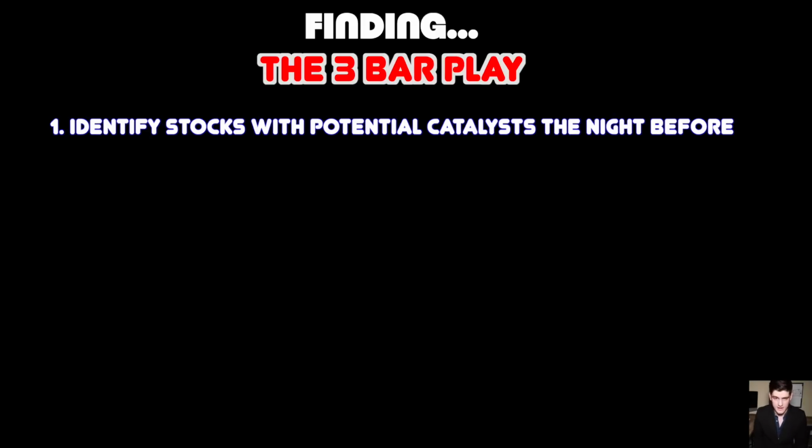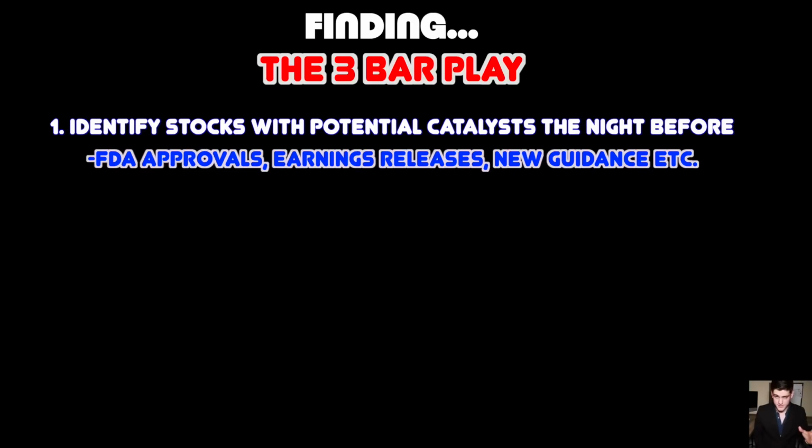Okay, so what are the actionable steps? Well, in order to trade the 3-bar play, we're going to need to know how to find them first. Now, there are different ways I recommend doing this, and due to the fact that the quality 3-bar play setups don't exactly come in droves, I recommend doing all of these things. The first is to identify stocks with potential catalysts the night before, and then add them to your watch list. Potential catalysts include things such as FDA approvals, earnings releases, new guidance, whatever you want, as long as you have a concrete date, so you know when you were looking for them.